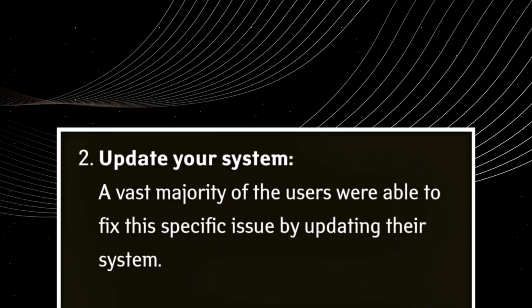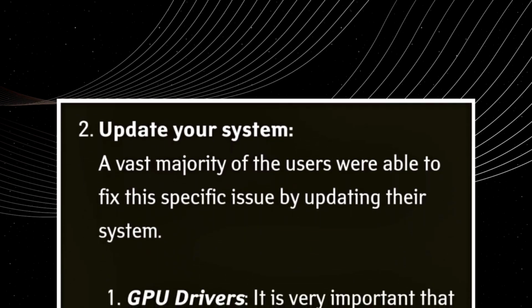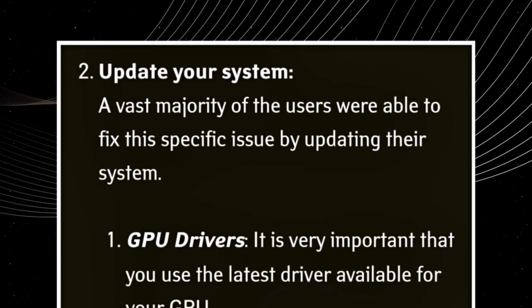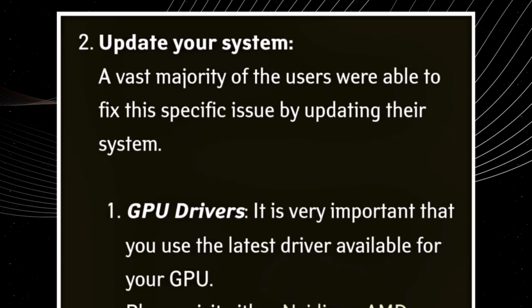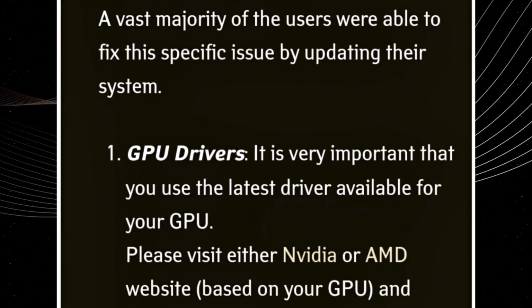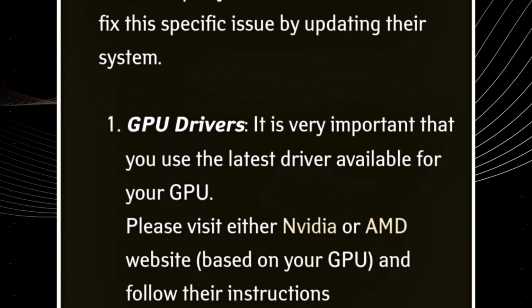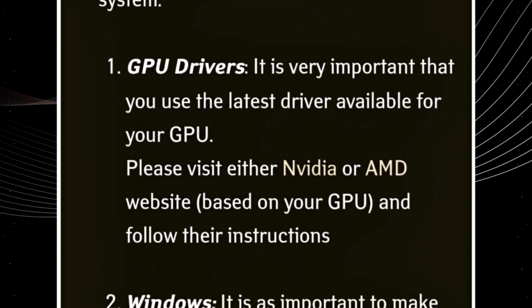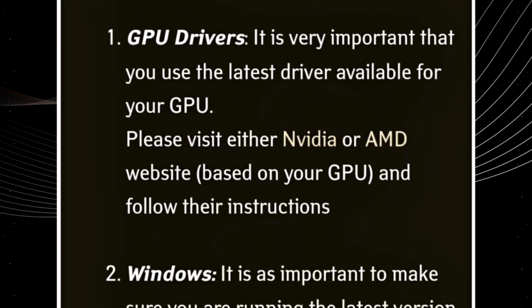The next solution is to update your system. A vast majority of the users were able to fix this specific issue by updating their system. First, GPU drivers. It is very important that you use the latest driver available for your GPU. Please visit either the NVIDIA or AMD website based on your GPU and follow their instructions.